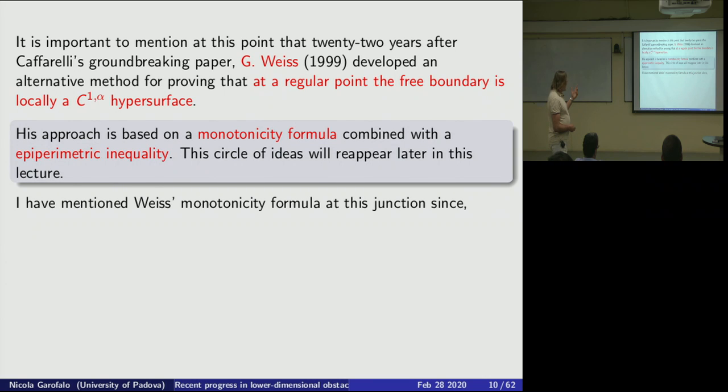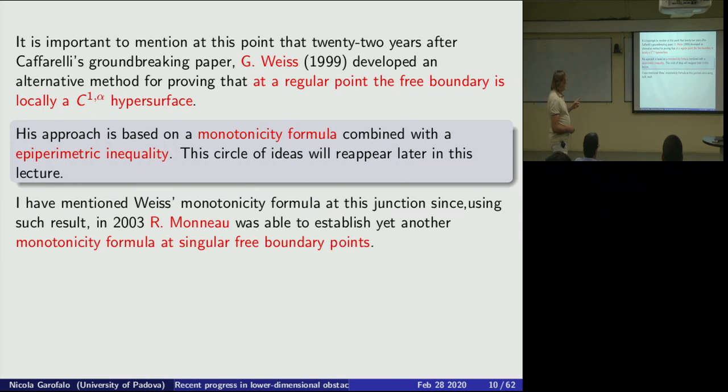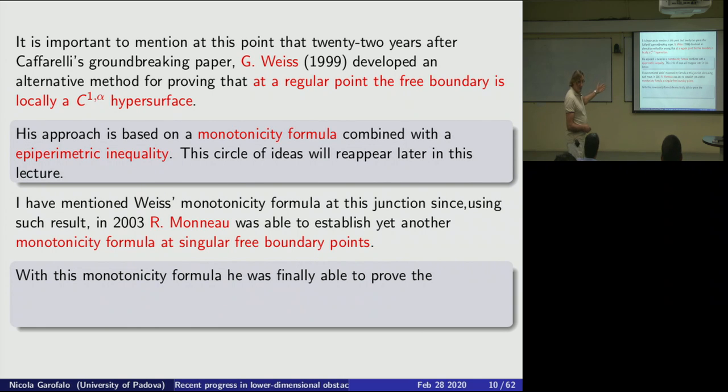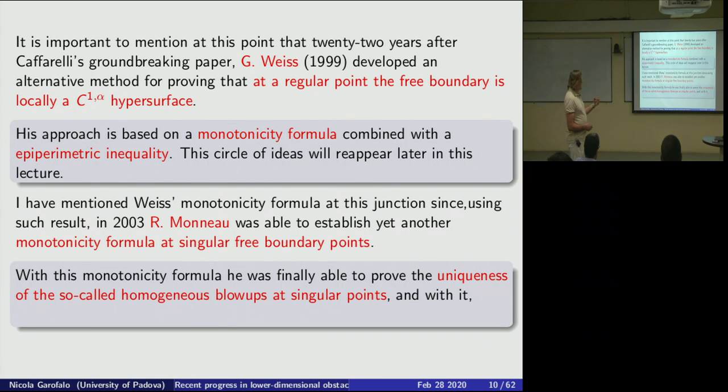The reason for which I mentioned Weiss at this junction is because this Weiss monotonicity formula was used many years later by Régis Monneau in 2003 to establish yet another monotonicity formula at singular free boundary points. With this new monotonicity formula, Monneau was finally able in 2003 to show the regularity of the free boundary at singular free boundary points. And he essentially showed that nearby a singular point, the free boundary has a C1 stratification. So it's a countable union of C1 hypersurfaces.